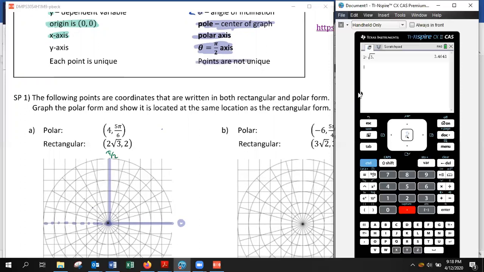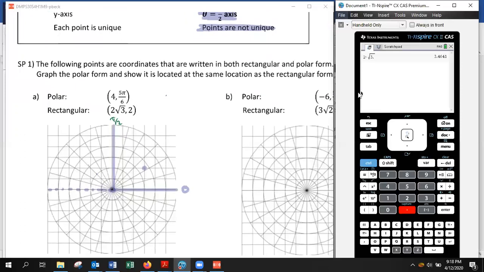Now, one of the biggest differences is that in a rectangular system, each point was originally unique. So if we had the coordinate, say (2, 3), which is right here on this graph, if I want to say where is (2, 3), there's only one location for (2, 3).